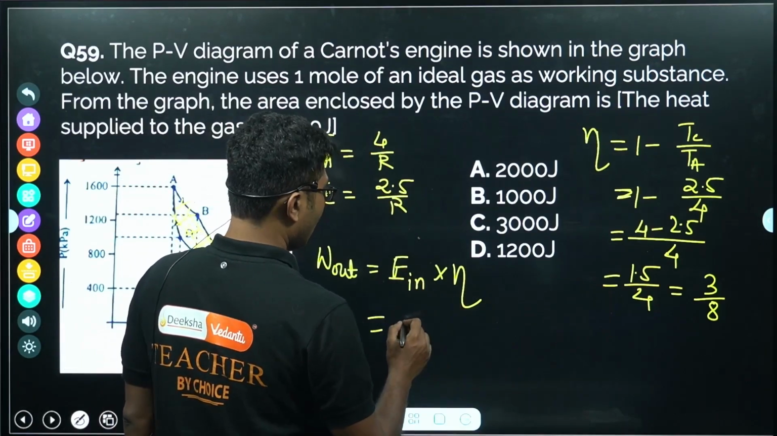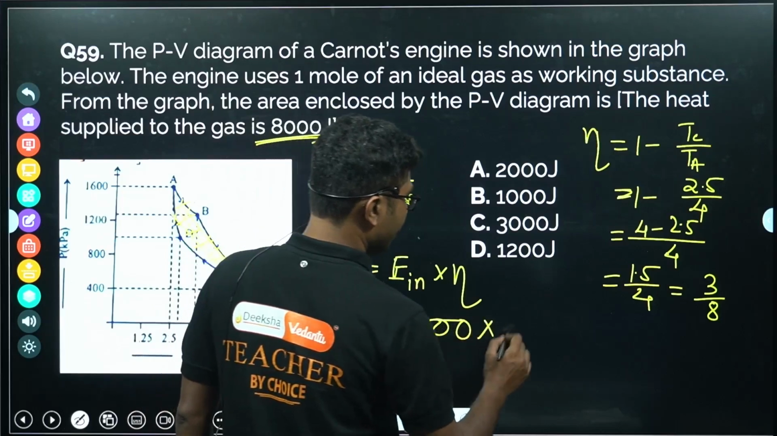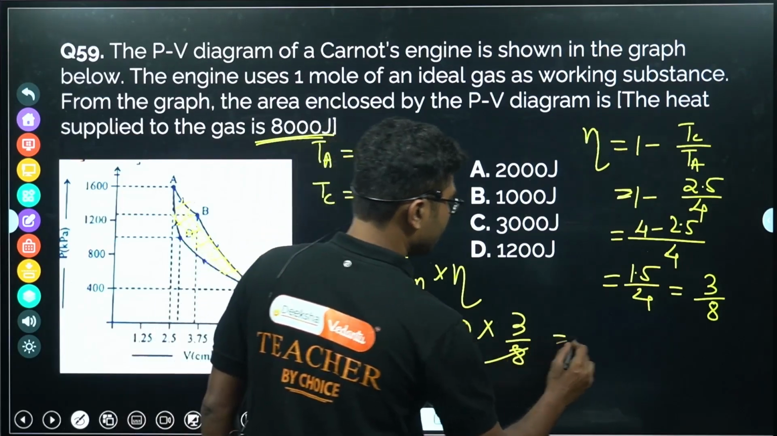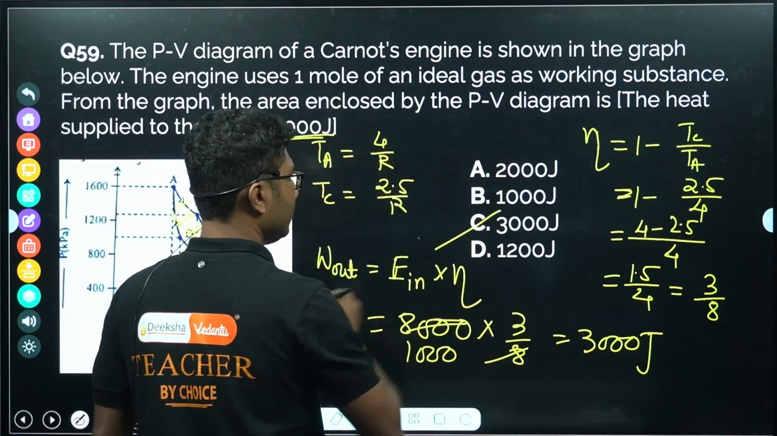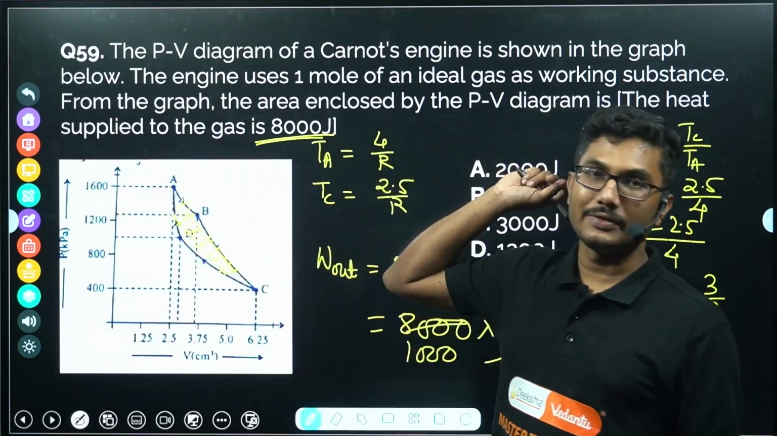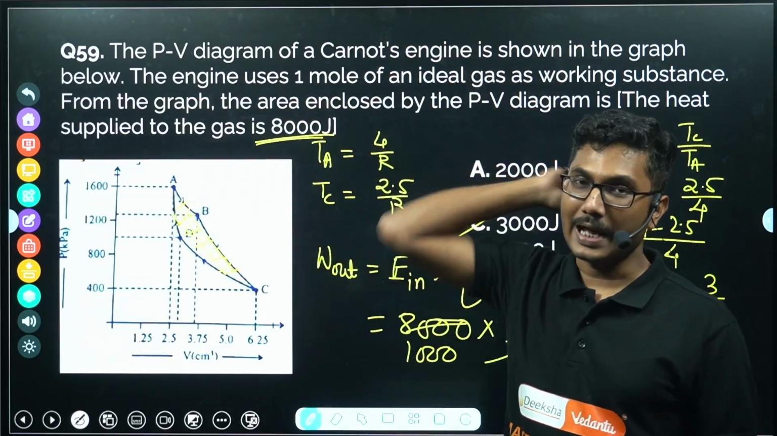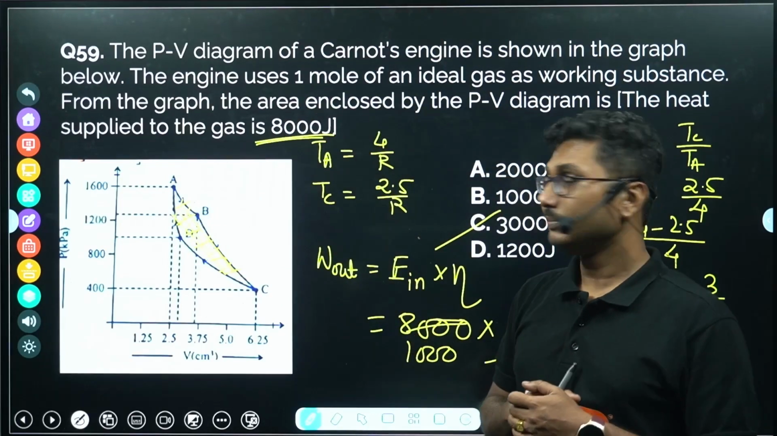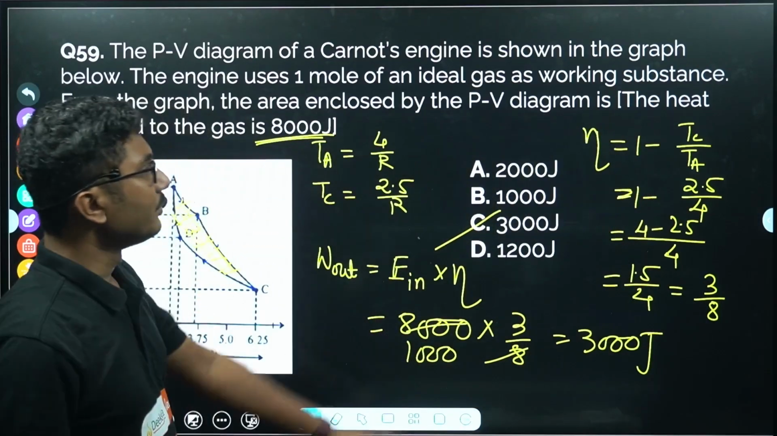So energy given is 8000 joules and efficiency is 3 by 8. So it turns out to be 3000 joules. Okay, 3000 joules. Do not go and try to calculate this area. It is very difficult. None of them are straight lines, they are curved lines. So if you think I can calculate using the area, it is not possible. So in this case you have to use this logic.